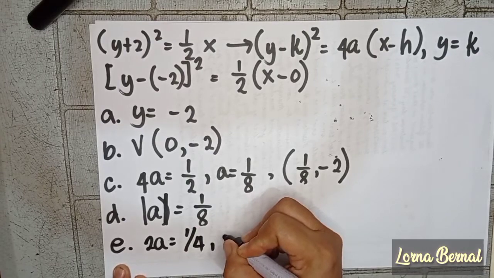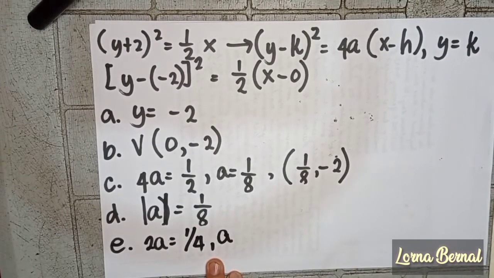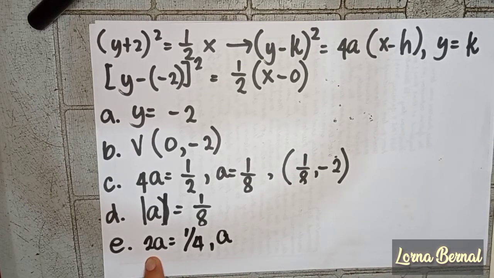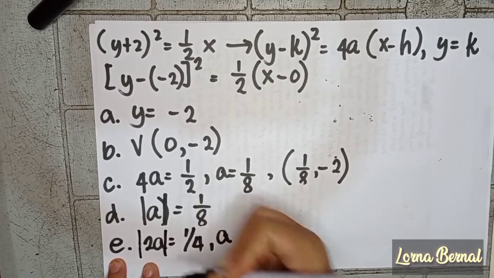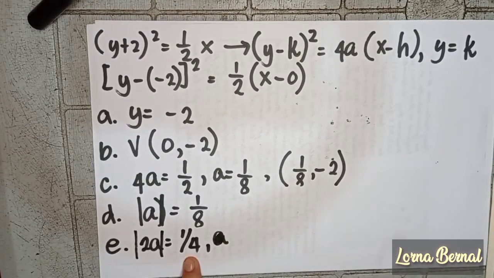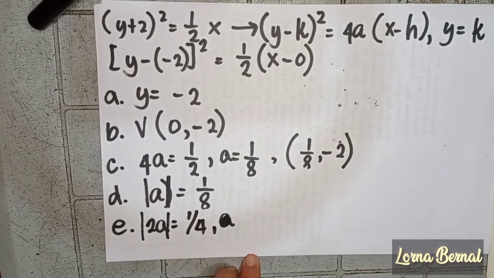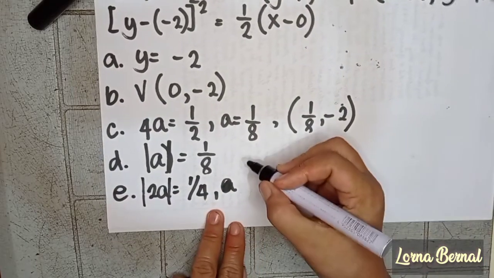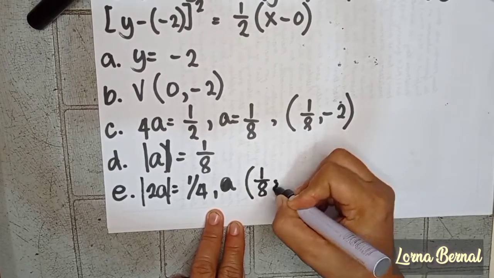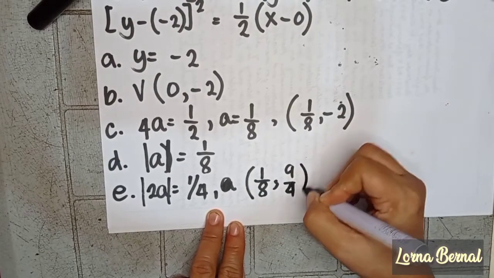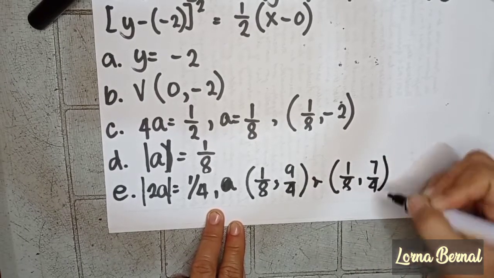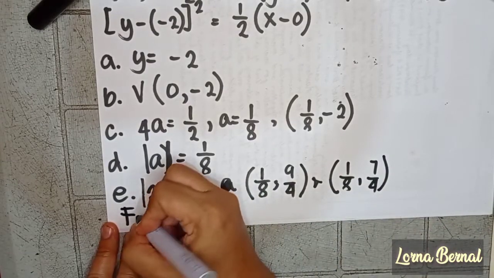Therefore, we have the absolute value of 2a, which is equal to 1/4. Therefore, we will be moving 1/4 units below and above the focus. So our coordinates now would be (1/8, 9/4) and (1/8, 7/4). Okay.